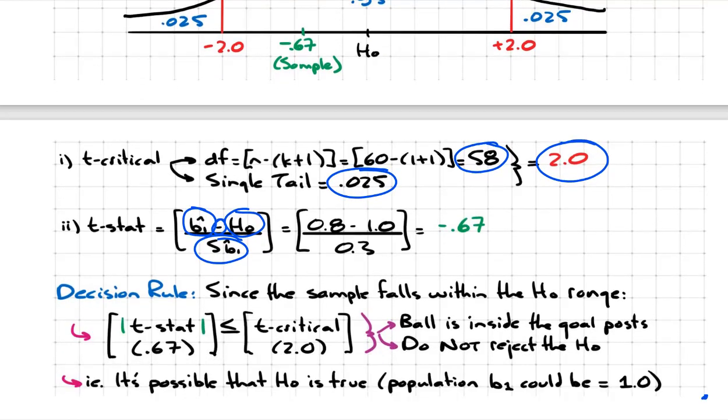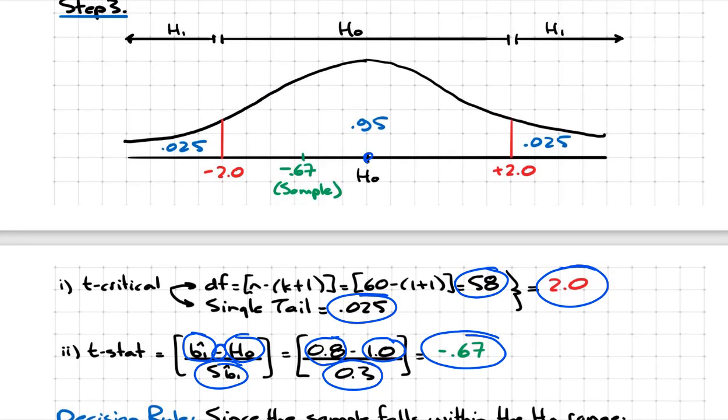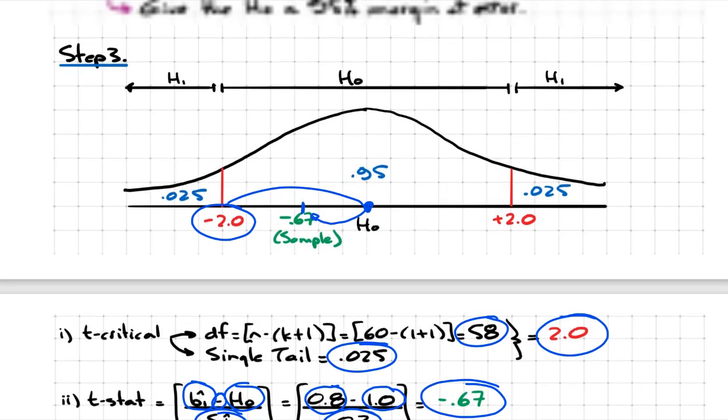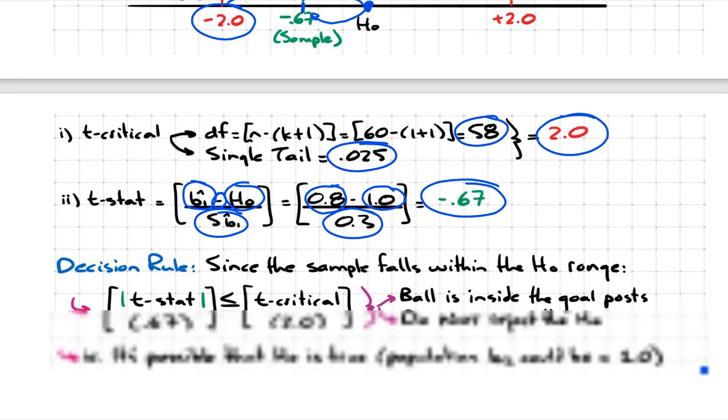So let's find that out. The sample value for beta 1 was 0.8. The hypothesized value was 1.0, and the standard error was 0.3. So therefore, the sample deviated from the null by minus 0.67 standard errors. Again, we start from the null. Now, if this left goalpost is minus 2 standard errors away, but the sample is only minus 0.67, that means it deviated a smaller distance away from the null. So the sample would be somewhere there. And then you look up, you say, oh, that's null territory. So then you just go ahead with the null.